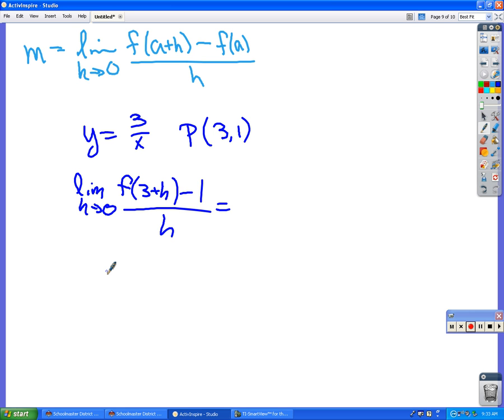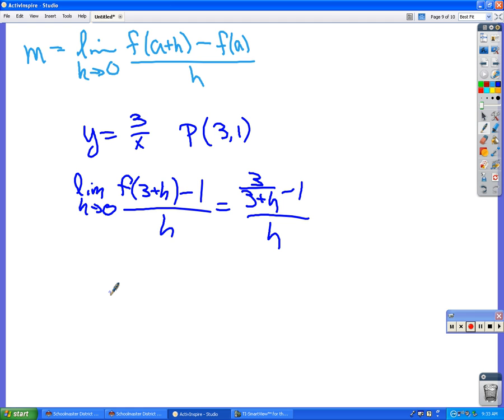What is f of 3 plus h? What is h? I don't know, but I don't really care. What I want to know right now is what do I get when I take 3 plus h and plug it into this equation right here? How about 3 over 3 plus h? Okay, so if I take 3 plus h and plug it in there for x, then that is 3 over 3 plus h minus 1 over h. So this is still the limit. I'm just being lazy and not writing down the whole limit thing.